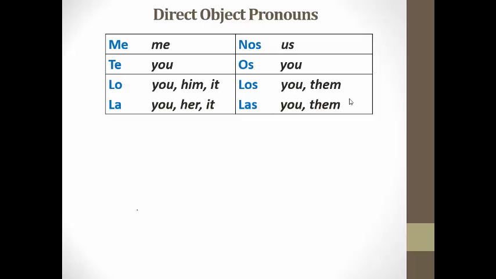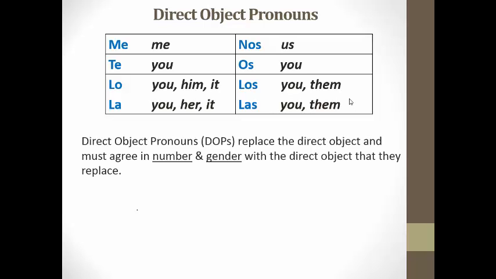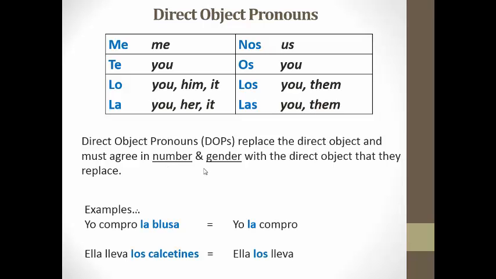When you go to use direct object pronouns in Spanish, you do have to be aware of a couple things. One of the first things is that your direct object pronoun, your DOP, is what I commonly call it. Your DOP must match the word it's replacing in number and gender. Let's take a closer look at that rule.